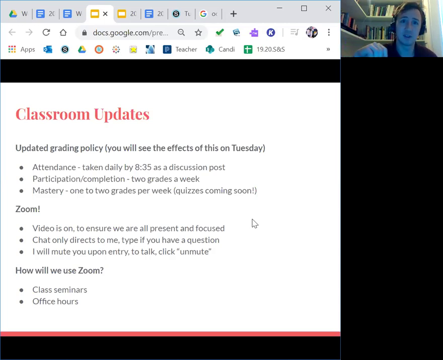The next thing that'll happen is there will be 2 participation/completion grades a week. This will look different in all of your classes, but this means that 2 of your grades are either you did it or you didn't, and that'll appear in PowerSchool starting on Tuesday. And then there will be 1 or 2 mastery grades with quizzes coming soon. So make sure you're doing your best and that you read the digital workflow so you know exactly how things are being graded.